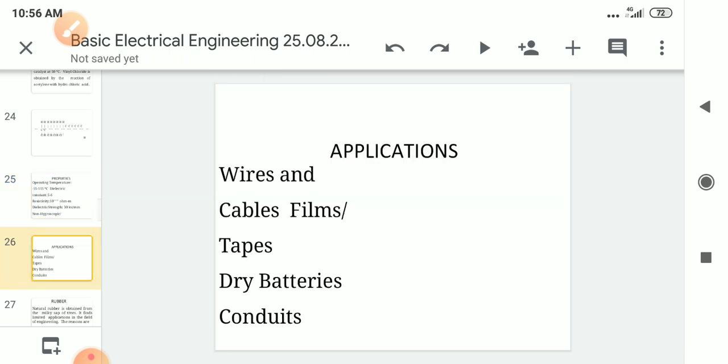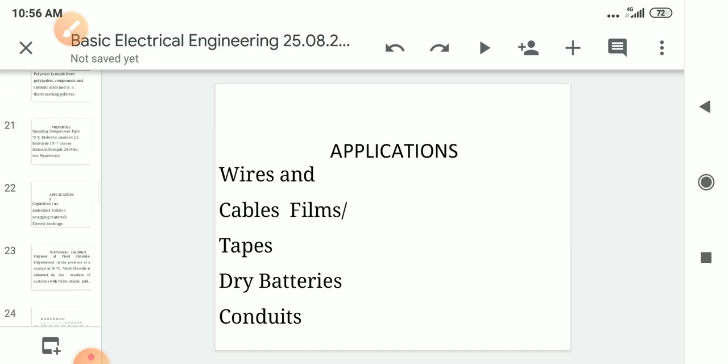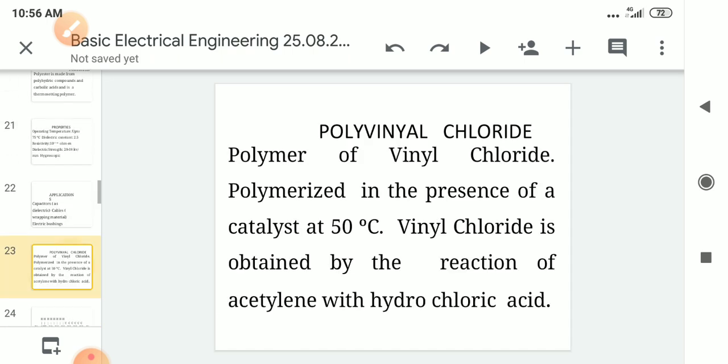So what are the applications for this? Wires and cable films, tapes, dry batteries, conduits, like that. So this is a very important material among all the thermoplastic materials. This is a material widely used in our electrical engineering.